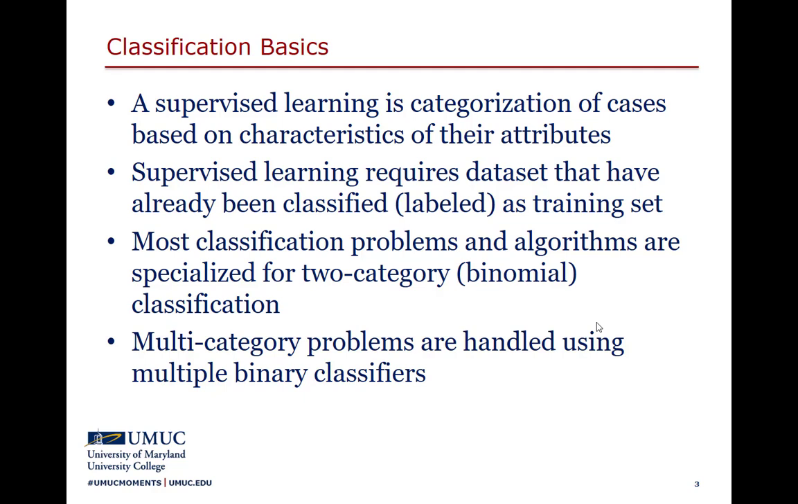In general, most classifications are binary outcome. That's like 1 or 0 or yes or no types of problems, binomial distribution. But you can apply multiple binary classifiers for problems involving multi-class problems. So although some of the latest algorithms can directly handle multi-class problems, the easiest and simplest application is you use multiple binary classifiers to handle multi-category problems.